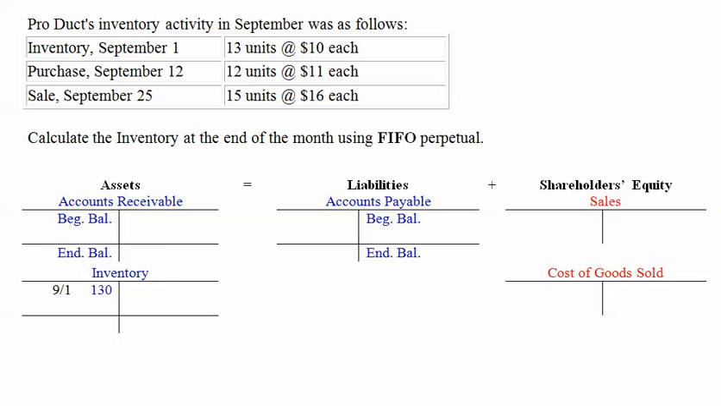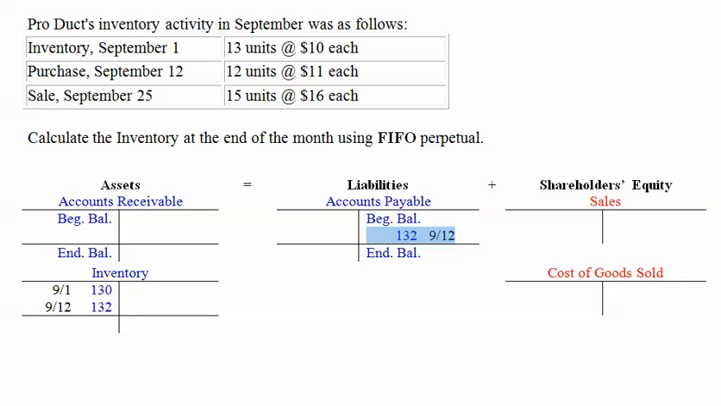We have, again, the same example as we did with the average cost. We had 13 units at $10 each, so our beginning inventory is $130. We now are buying 12 more at $11 each, so you're going to get inventory. The amount is $132. That's the 12 times the 11, and typically you buy it on account, accounts payable. Debit what you get, inventory, credit what you give, accounts payable.